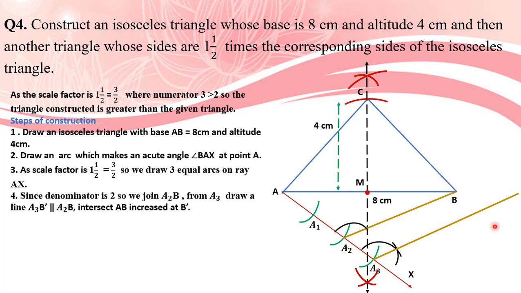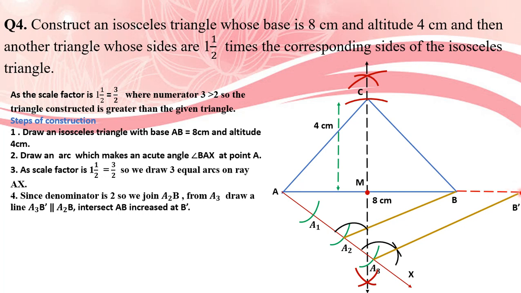Now this line from A3 intersects the produced AB at a point. Let the name of this point be B dash. Now we have the given triangle ABC, and two points of the constructed triangle are A and now B dash. Now we have to find the third vertex of this newly constructed triangle.